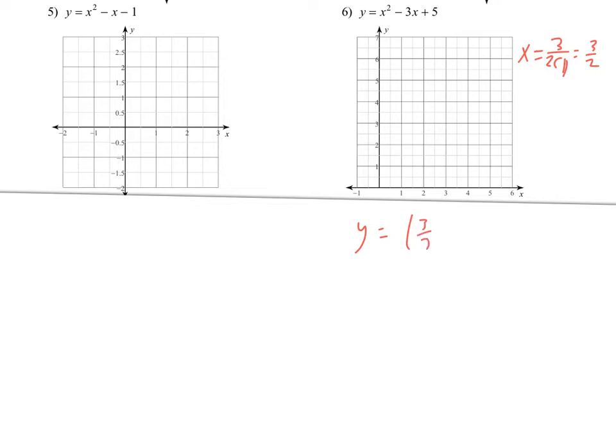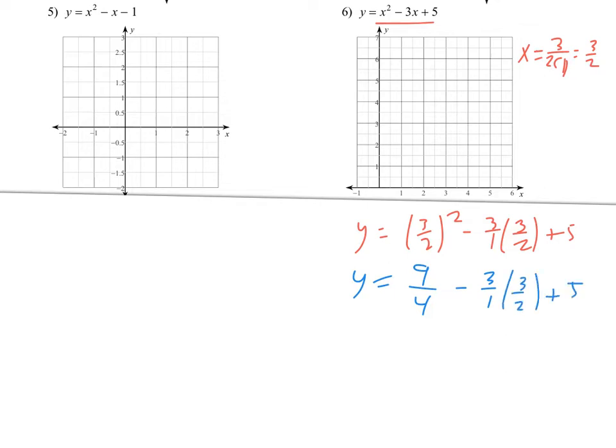So I got 3 over 2 squared minus 3 over 1 times 3 over 2 plus 5. Just plugging it back into this equation. I need to still do PEMDAS here. So squaring the fraction, you just square the top and then square the bottom. So that's good there.